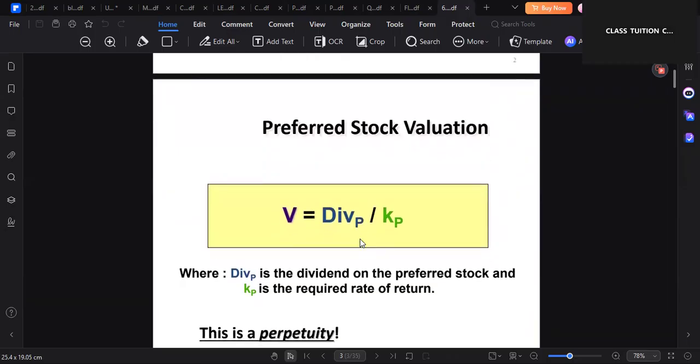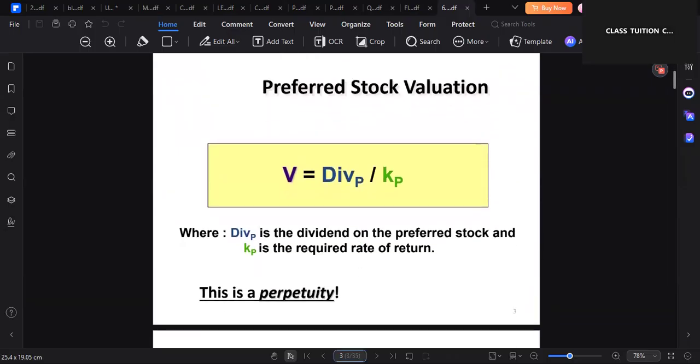So now, this is the value of preferred stock. Now, notice something that there is no growth term here. Why? Because preferred stock dividends are typically fixed. It's actually a perpetuity. So as you know from our time value of money lessons, perpetuity is simply what? It's simply the cash flow divided by the discount rate.